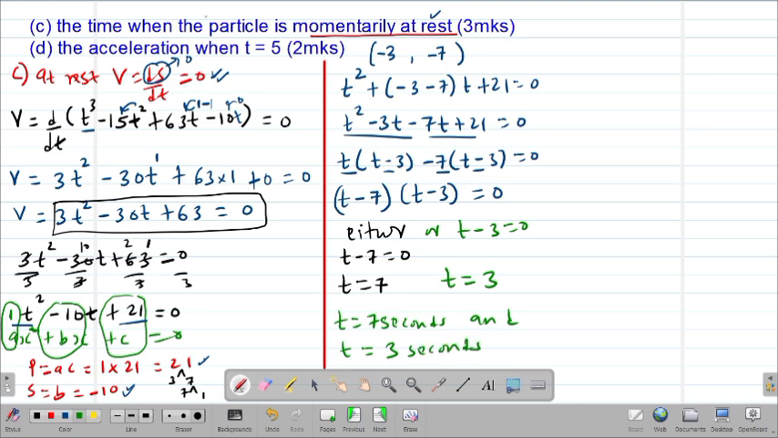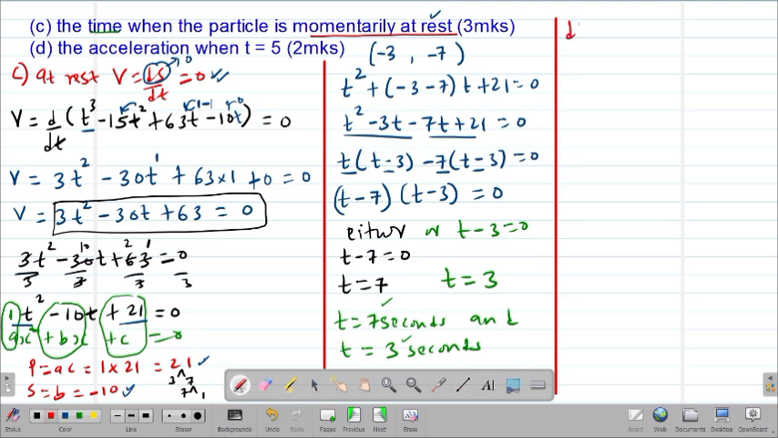So that is the time when the particle was momentarily at rest. It was at rest when t was 7 seconds. It was also at rest when t was equals to 3 seconds. So it means that it went to a state of rest in 2 instances, when t is 7 and when t is equals to 3.